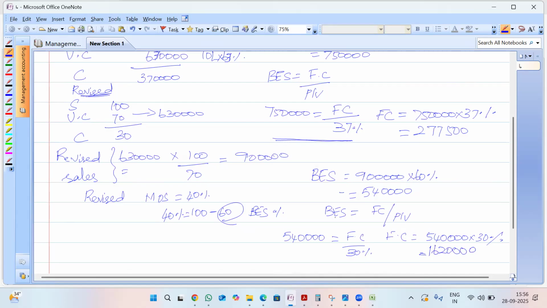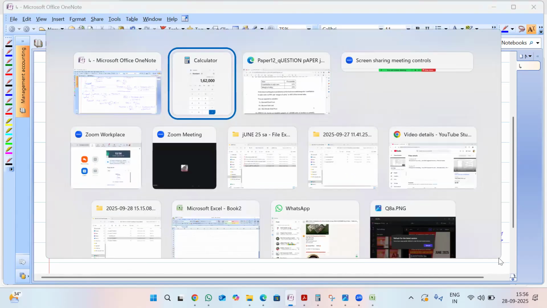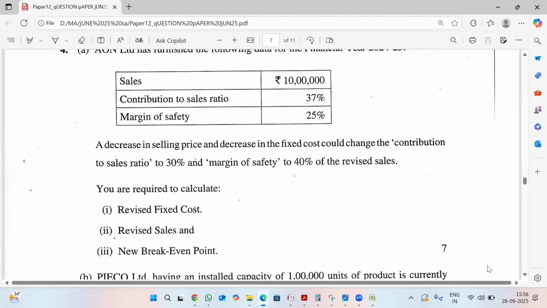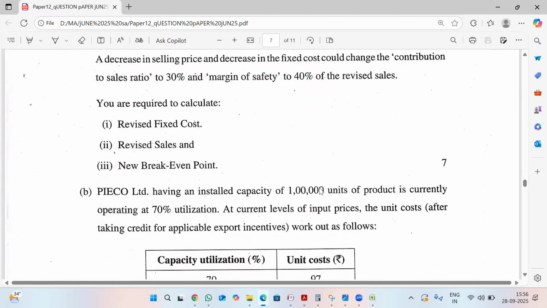Now I am applying the break-even sales formula, that is fixed cost divided by PV. So 5,40,000 into 30 percentage amounts to 1,62,000. So now I found out my new break-even point, that is 5,40,000. Revised fixed cost, revised sales, everything I have found out. I just need to apply the formulas available based on the information given. So if I apply, then I will be getting this.